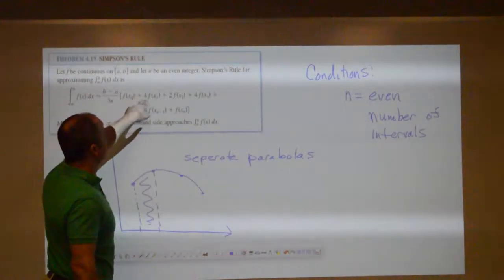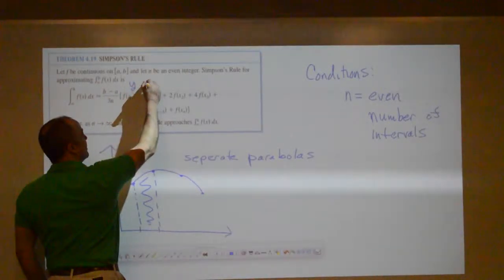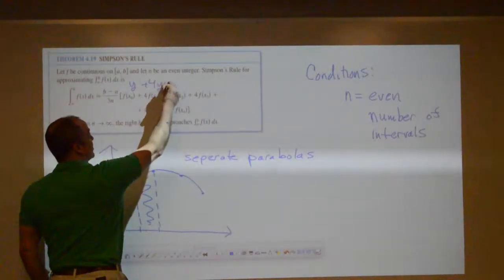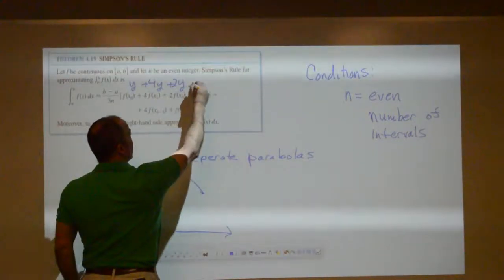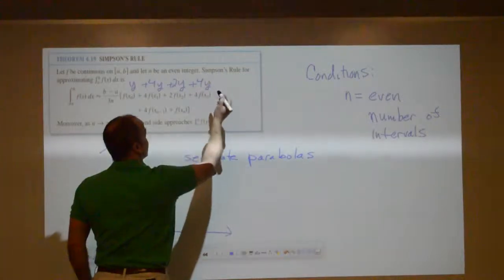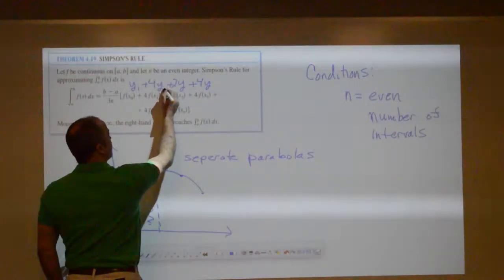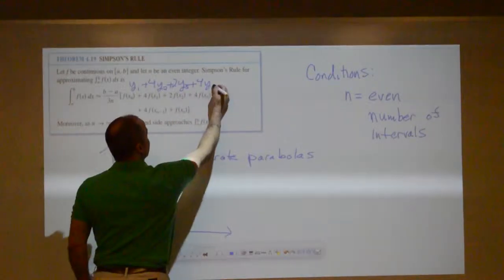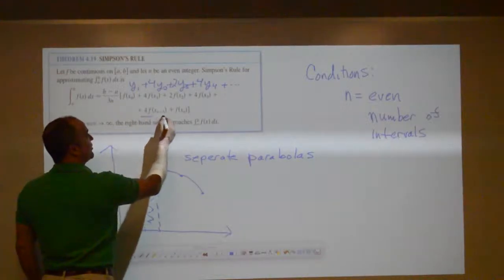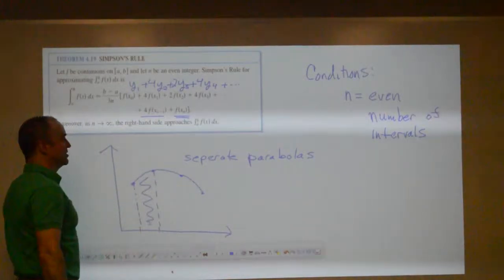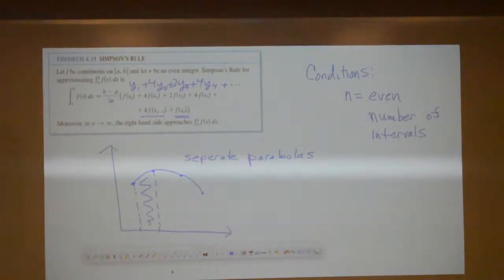f of x sub 0, f of x is a y value. So these are like the y's that we were using with the trapezoid rule. And notice this pattern here. It alternates 4y and 2y. The way I was doing it would be y sub 1, y sub 2, y sub 3, y sub 4. It always ends with a 4y before going back to just y by itself. It's a crazy little rule.